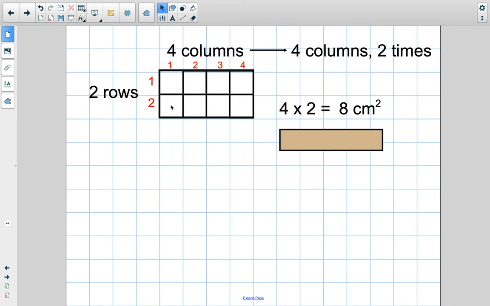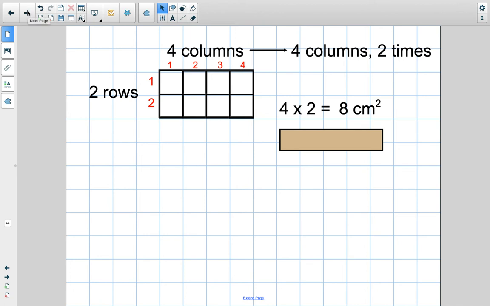Where's my first 4? Here's my second 4. I'm taking the number of columns and I'm multiplying it by how many rows I have, or how many of those groups of 4, right? It's sort of like an array if you were doing multiplication. It's the same sort of deal. I've got 4 and I've got it twice. So I go 4 times 2 equals 8 centimeters squared or 8 square centimeters.